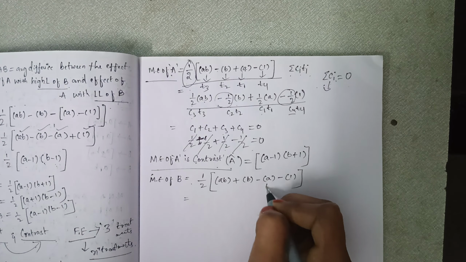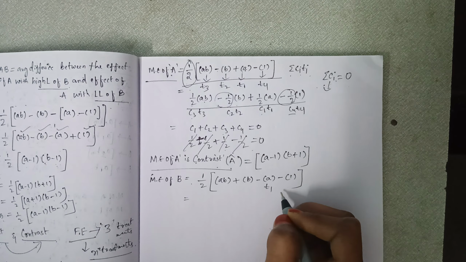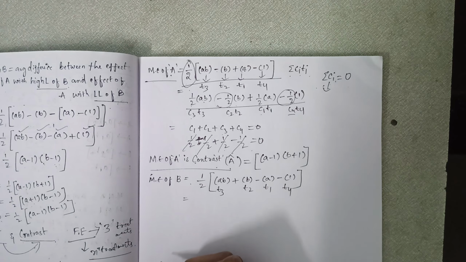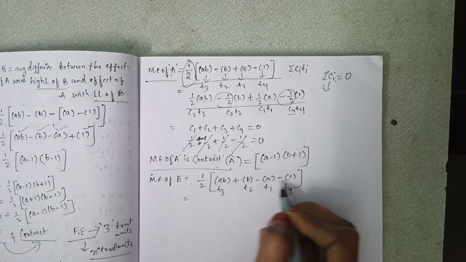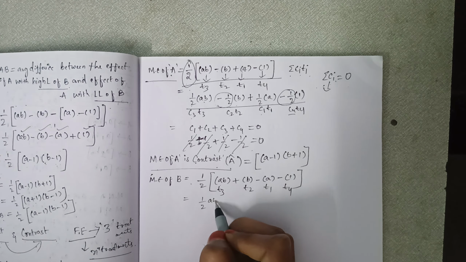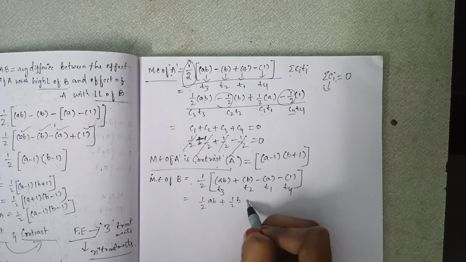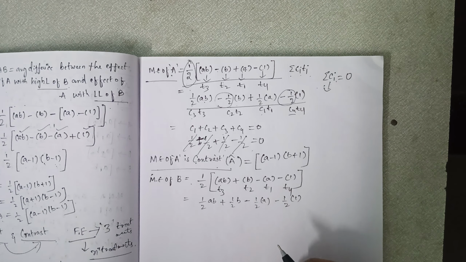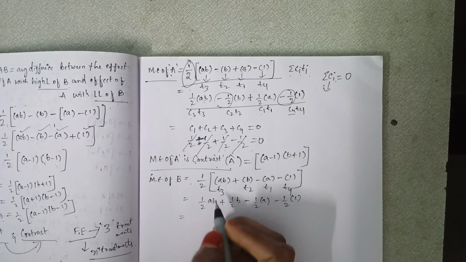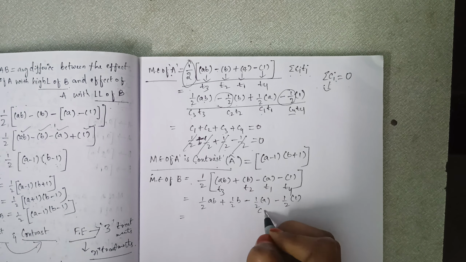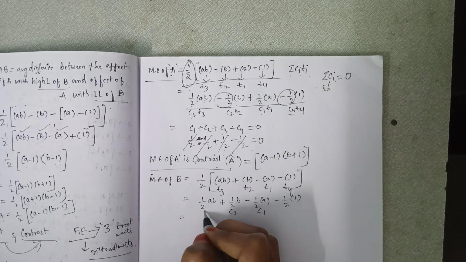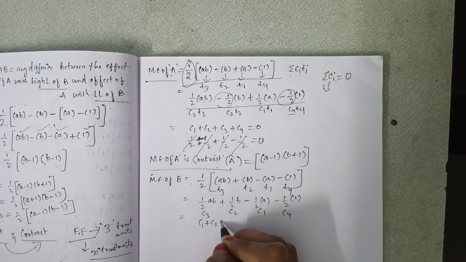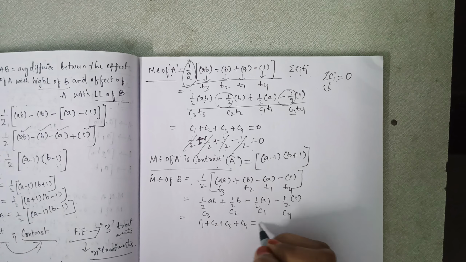So now this is T1. Now let us take this is T2, this is T3, and this is T4, and multiply with the constant: 1 by 2 AB plus 1 by 2 B minus 1 by 2 A minus 1 by 2 1. So here we get this is C1, this is C2, this is C3, and this is C4. Now check whether C1 plus C2 plus C3 plus C4 is 0 or not.